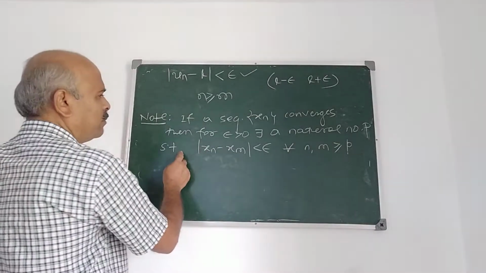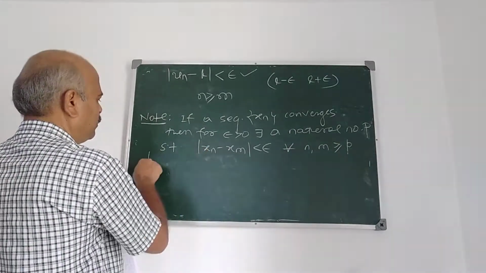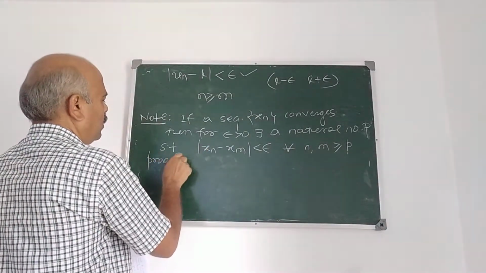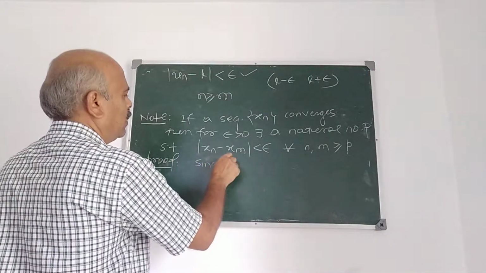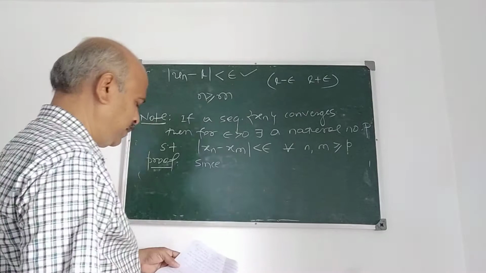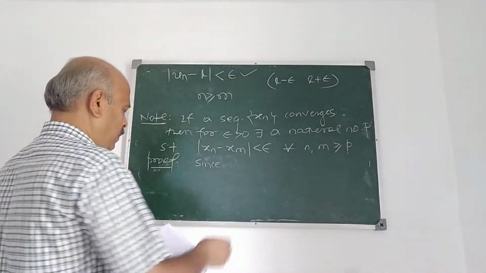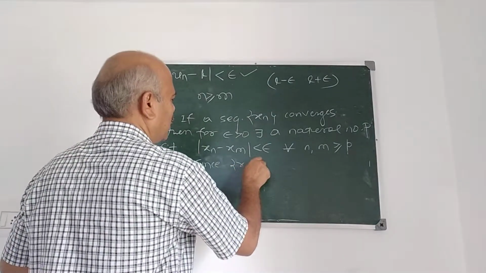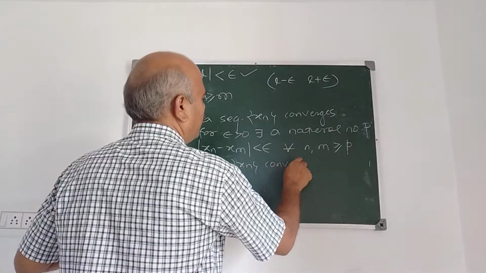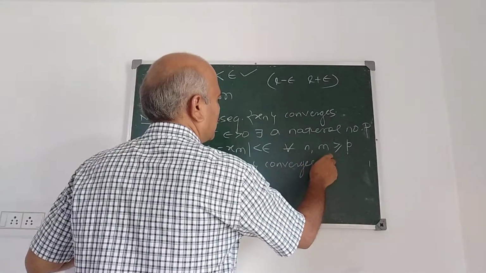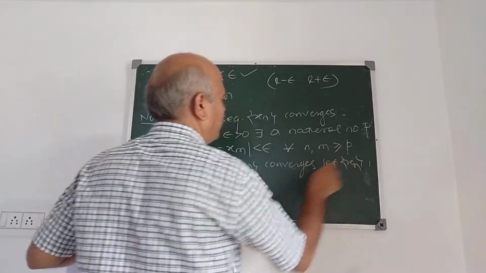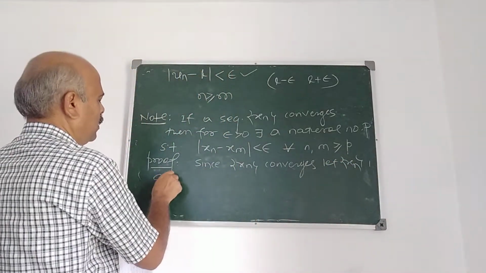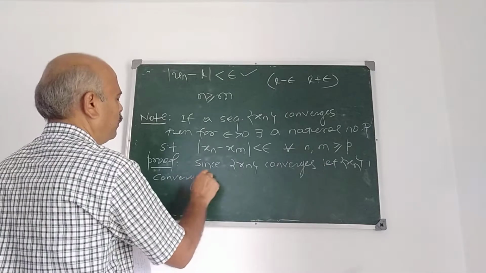How to prove this one? To prove this, since the sequence xn converges, let xn converge to L.